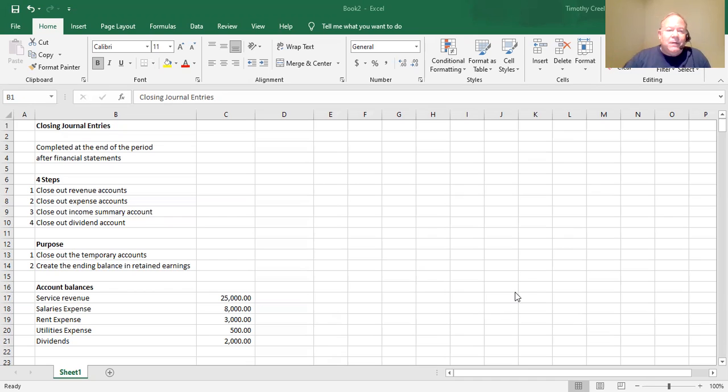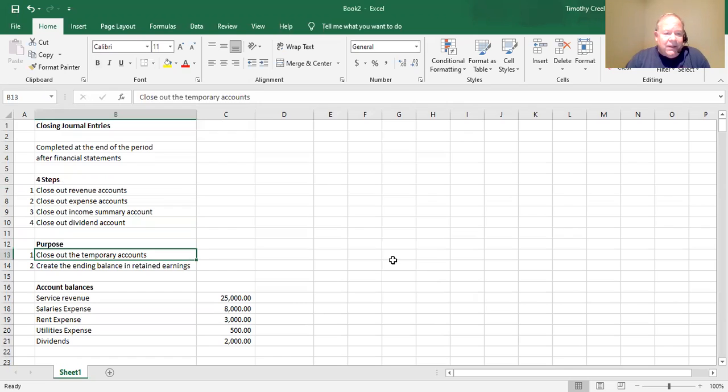period, basically. There are 4 steps to the closing entries. You're going to close out the revenue accounts, you're going to close out the expense accounts, you're going to close out income summary. The only purpose income summary has is it's where you put your revenues and expense account balances when you're closing them out. Then you're going to close it out to zero. And then you're going to close out the dividend account. And I'll give you an example of those in just a moment.